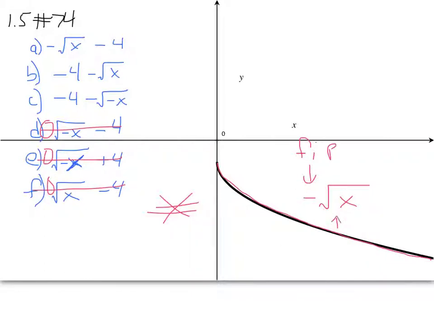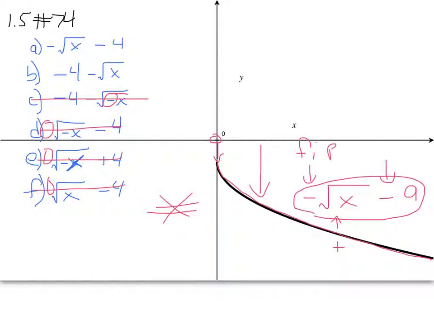This one has a negative under the square root, which would flip it across the y-axis. So that can't possibly be true. And the last thing is that it's been shifted down. So it has to be shifted down by some value, right? We're not going all the way to the origin. We're shifted down by some amount. So we have to be subtracting. So this has to be my form.